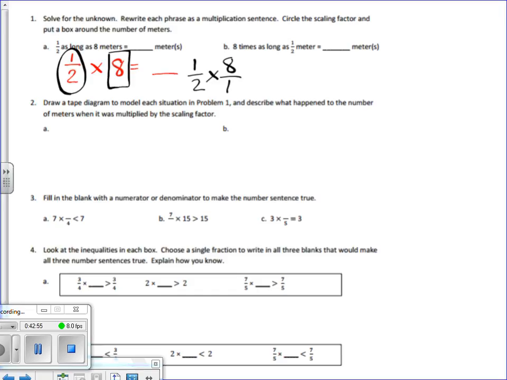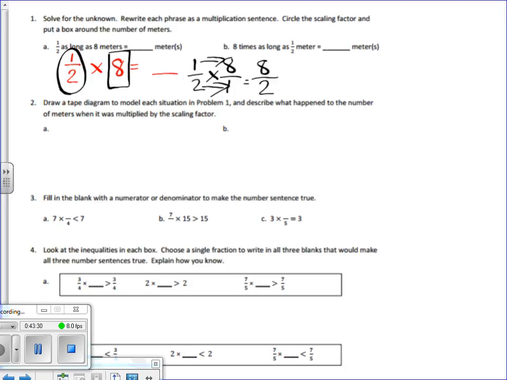When I multiply fractions, I multiply straight across. So then I end up with 1 times 8 is 8. 2 times 1 is 2. Are you seeing what I'm doing? I just multiplied straight across, just like this. 1 times 8 is 8. 2 times 1 is 2. I can't make it any simpler.